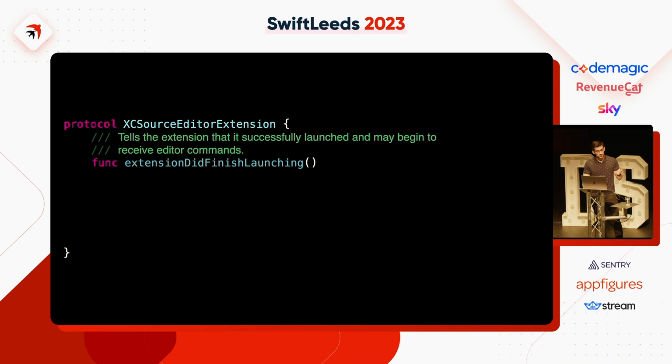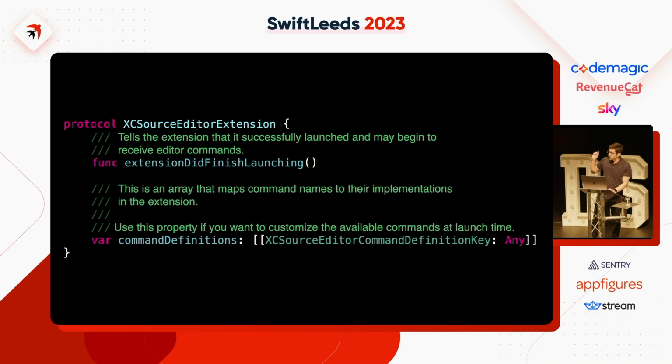So taking a closer look at the API, we have extensionDidFinishLaunching, which is where we can do any initial setup work. But typically, I've found that you don't really actually need to do anything here. Most of this is taken care of in other places in the flow.